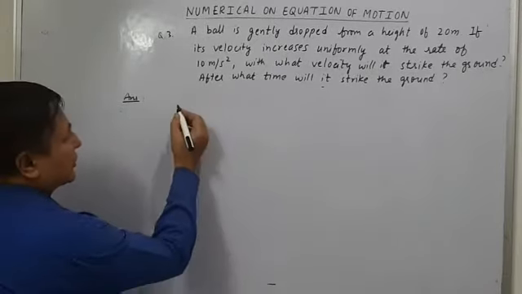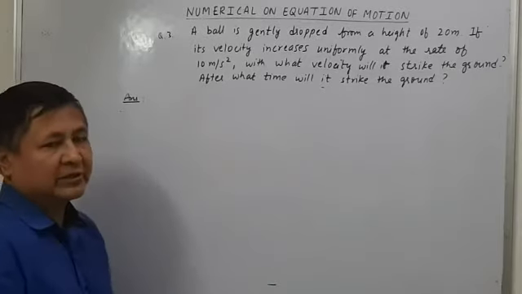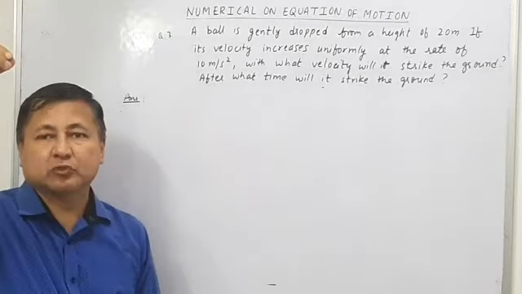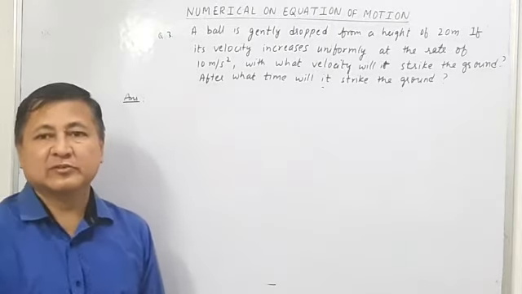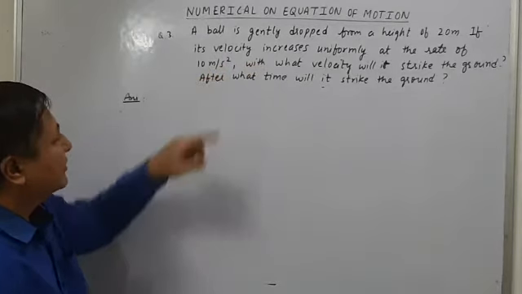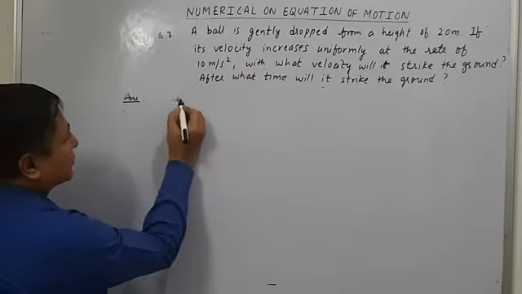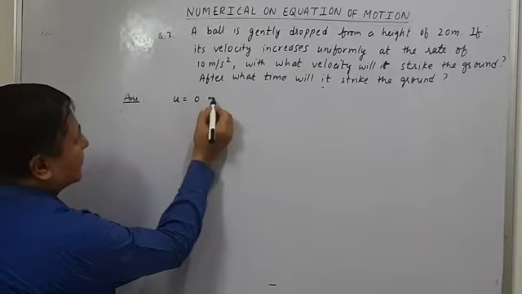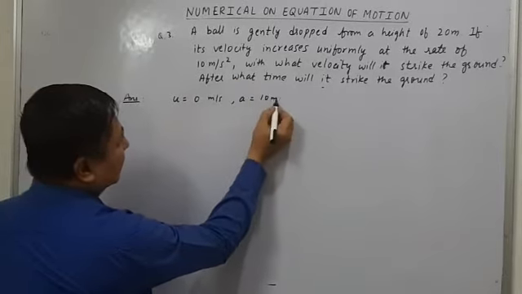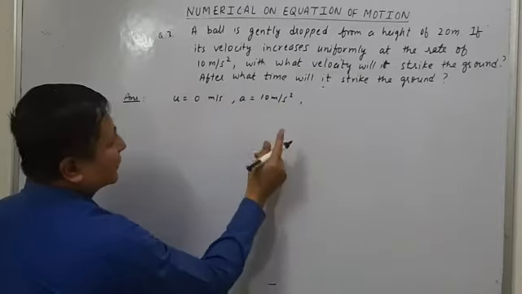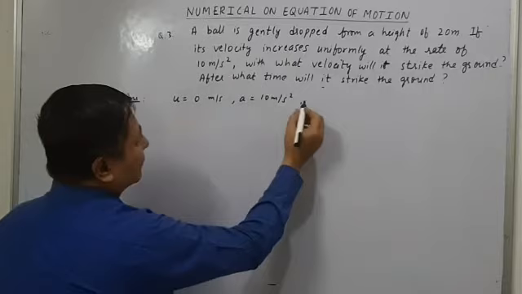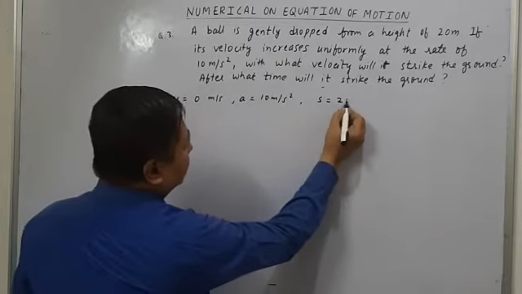Now in this question, a ball is gently dropped. Now let's suppose I am having a ball in my hand. So initial velocity will become 0. When I release it, its velocity will increase at the constant rate of 10 meter per second square. So initial velocity is 0 meter per second, acceleration is 10 meter per second square, and it is at a height of 20 meters. So the distance traveled by the ball will be 20 meter.